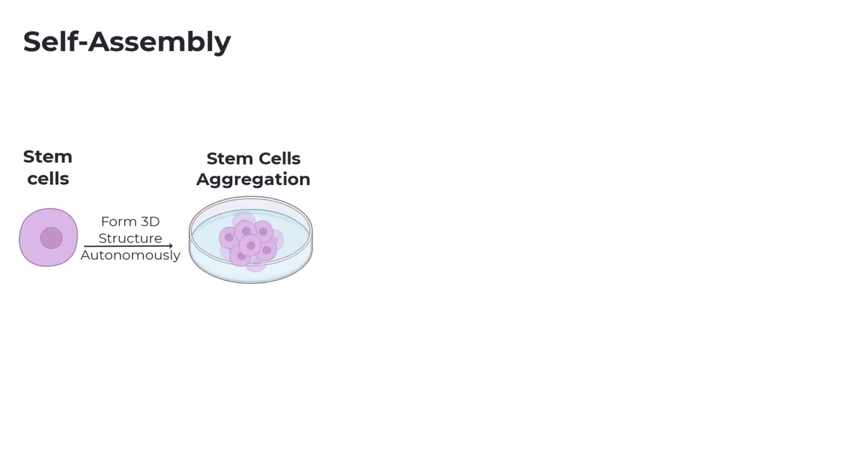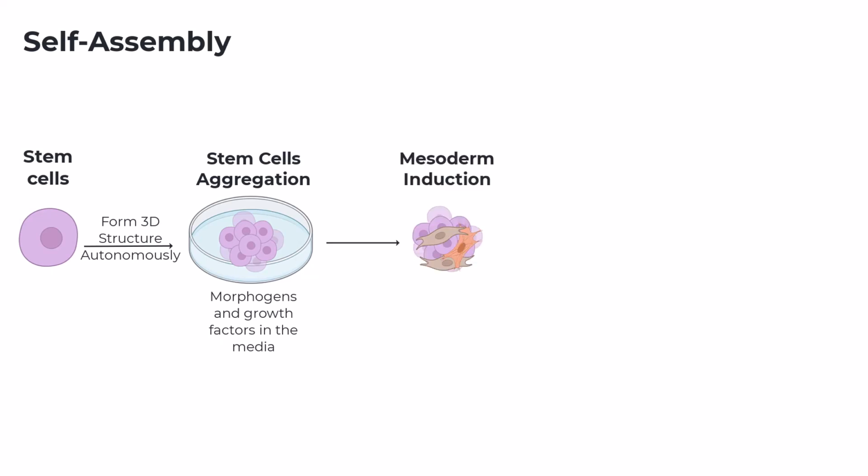In self-assembly, stem cells or progenitor cells form the 3D structure autonomously. First, the stem cells aggregate with minimal exogenous intervention, due to the presence of morphogens and growth factors in the media and extracellular matrix. After aggregation, stem cells are provided with morphogens and growth factors in a carefully time-controlled stepwise fashion to induce mesoderm cells.